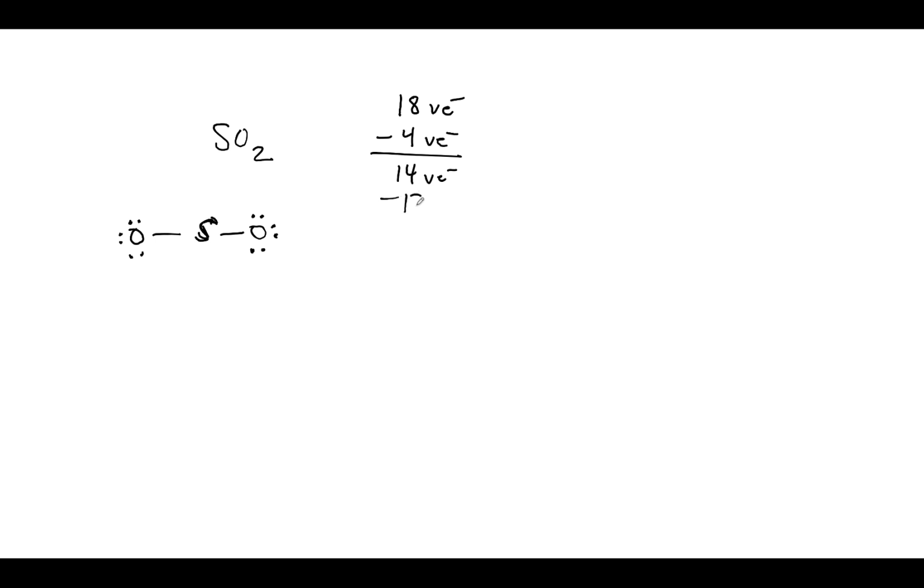And so we've taken care of another 12 to fill the octets there, but now we have 2 left, and we have no choice but to put them on the central atom, okay? So now we've accounted for all of our electrons, right? So we're good there. But if you notice, sulfur has an underfilled octet, not to mention the overall formal charges here would be a kind of a nightmare.